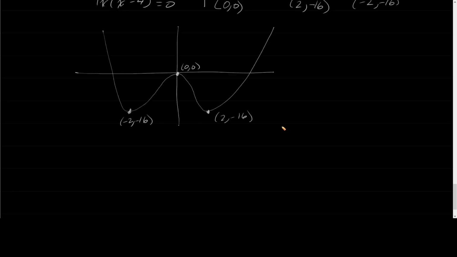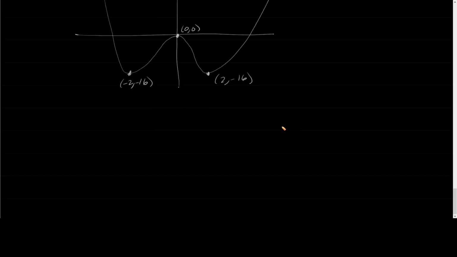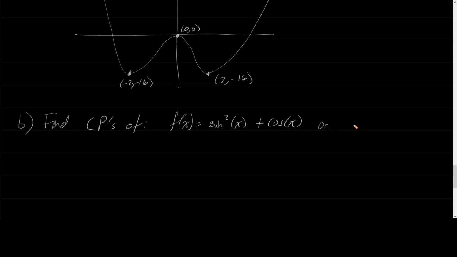Next one. So that was A. Let's say that I said find the critical points of f of x equals sine squared of x plus cosine of x on the open interval from 0 to 2 pi. All right. So again, we're looking for critical points, which means we're looking for relative extrema.